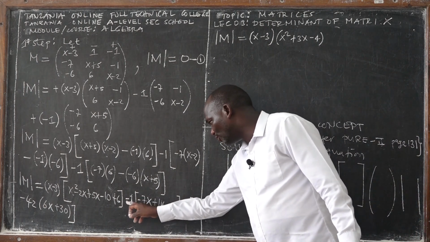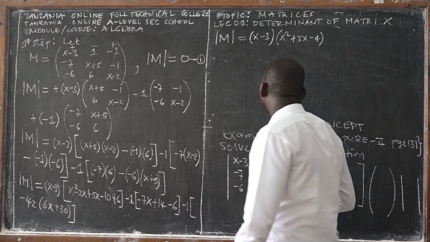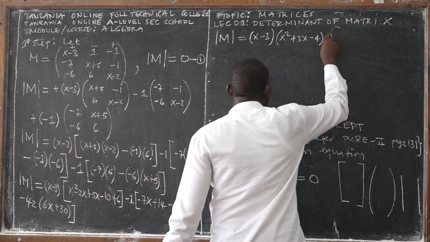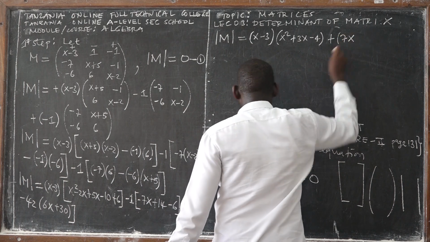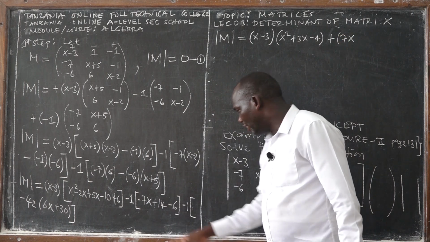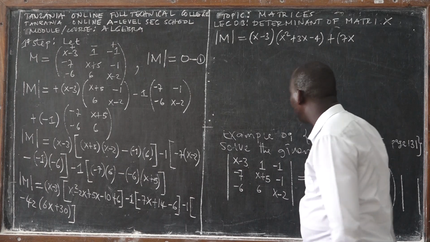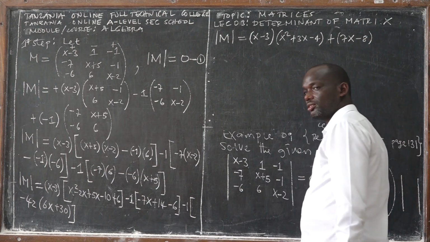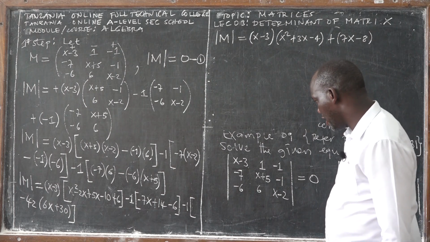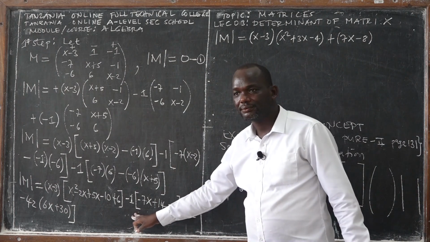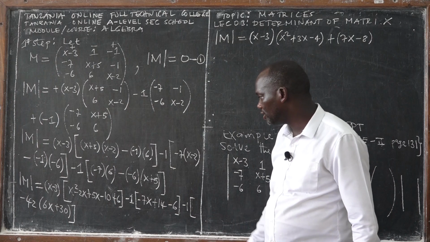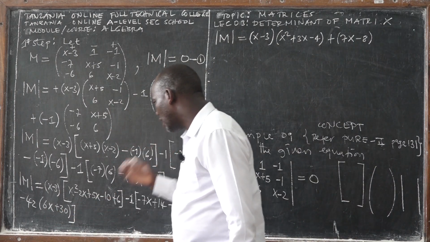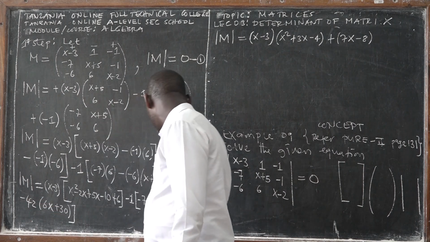So it will be negative 1 times negative 7x, positive, so it will be plus 7x. Then negative 1 times 8, negative 8. Are you together? So we are done with this part. We are moving to this part, right? So we have 6x. We have negative 42.